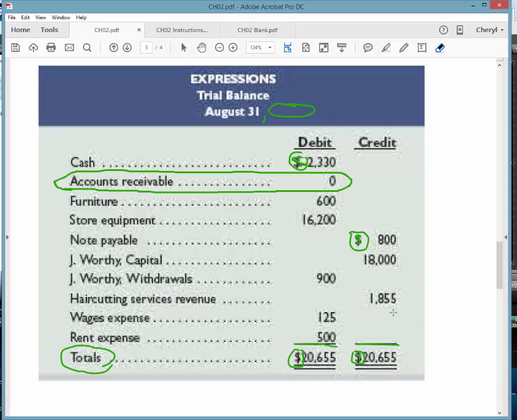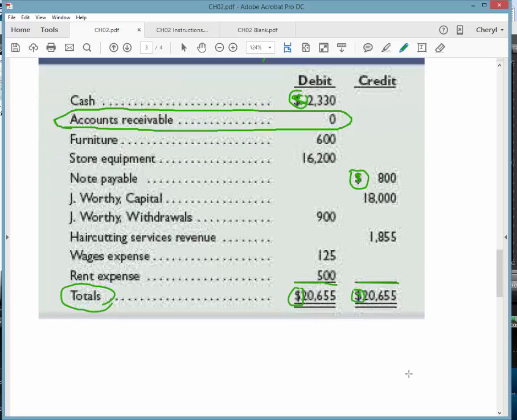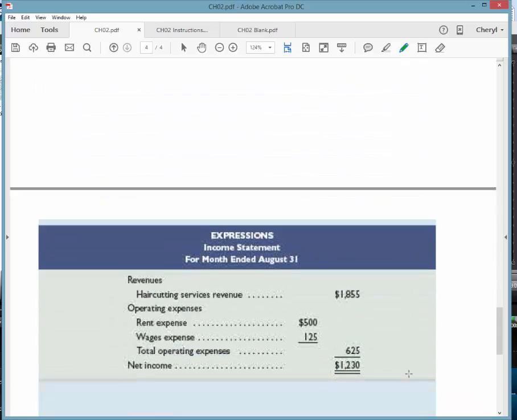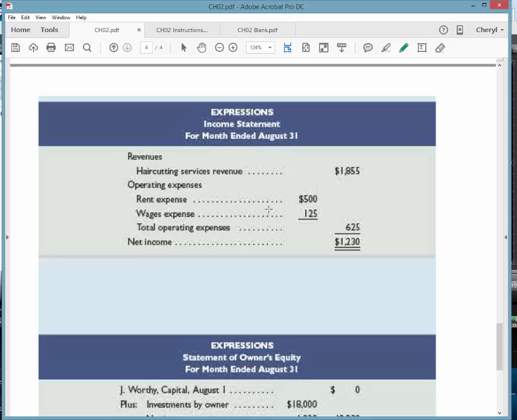Then from there, once you know your trial balance matches, you are in balance, you can go on and create your financial statements. Your income statement for the month ended, remember, put a date. Your revenues, your haircutting service revenues. Now notice there's only one revenue, so we just need to have that.